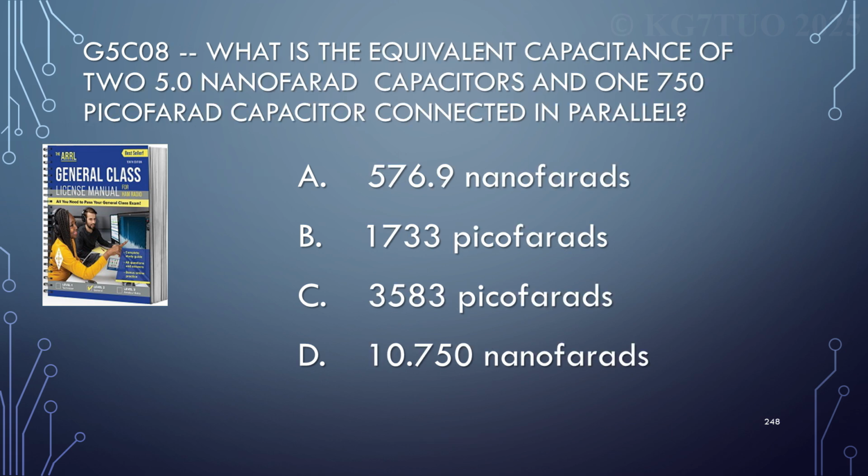What is the equivalent capacitance of 2 5.0 nanofarad capacitors and 1 750 picofarad capacitor connected in parallel, which is the same as an inductor or a resistor in series, right? Which we just did, I believe. Same math. Okay, so here's the theory behind that. We didn't say this earlier. When you put capacitors in parallel, you are adding to the plate surface area. When you put capacitors in series, you are adding to the insulation barrier. That's where the reciprocal comes in.